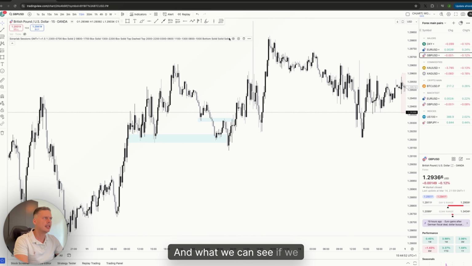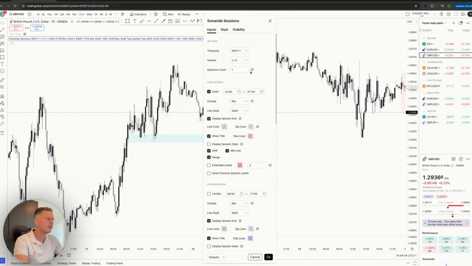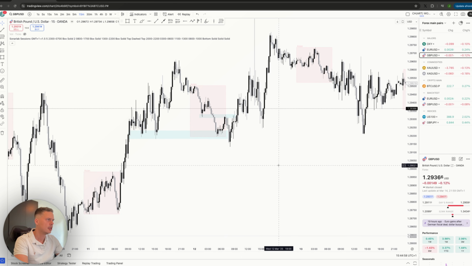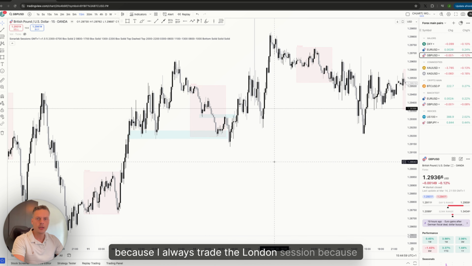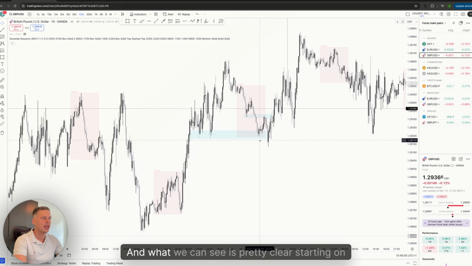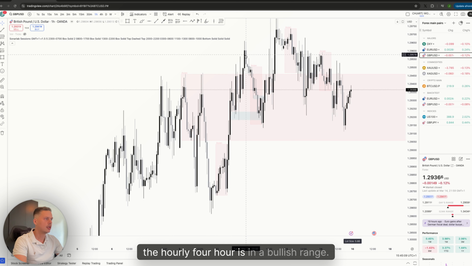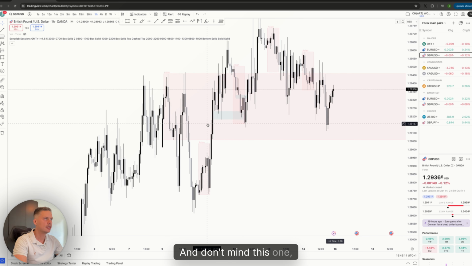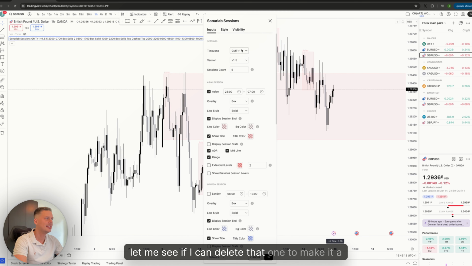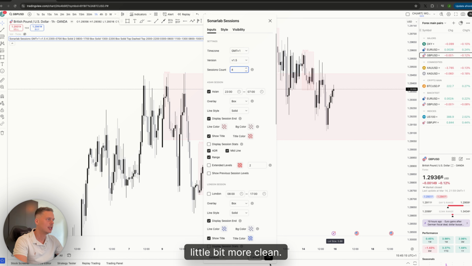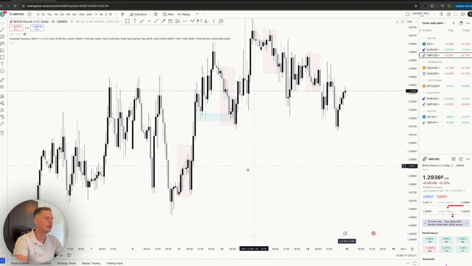And what we can see if we give this a few more sessions, let's say 5, because I always trade the London session, because pre-London there are so many liquidity buildups, right? And what we can see is pretty clear. Starting on the hourly, the 4 hour is in a bullish range, and don't mind this one. Let me see if I can delete that one to make it a little bit more clean. Okay, all right, so more clean.